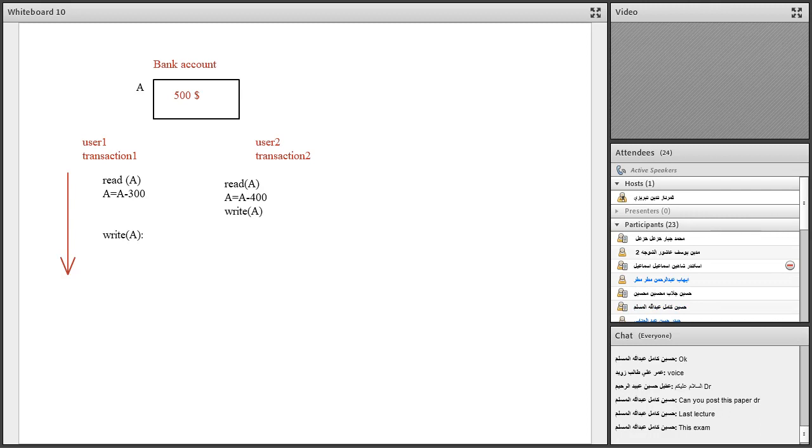Well, first, this instruction, run read A. It reads this 500. I write it here. This is 500.